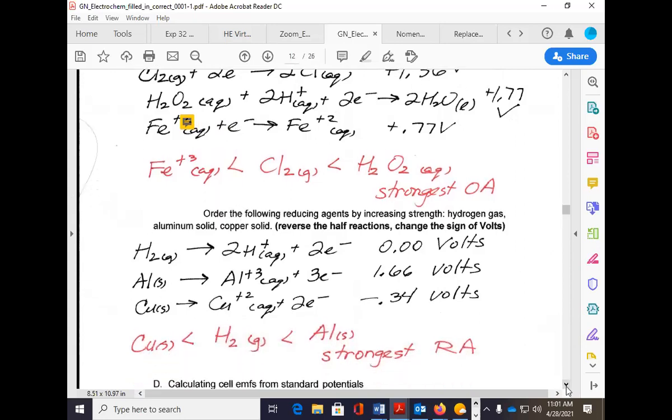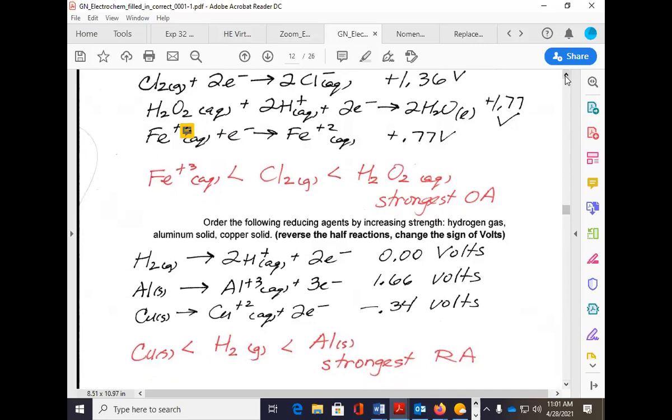And so this is the answer that you would get. So if we look at aluminum, it really wants to give off electrons. It's like, yes, that's considered a high number.